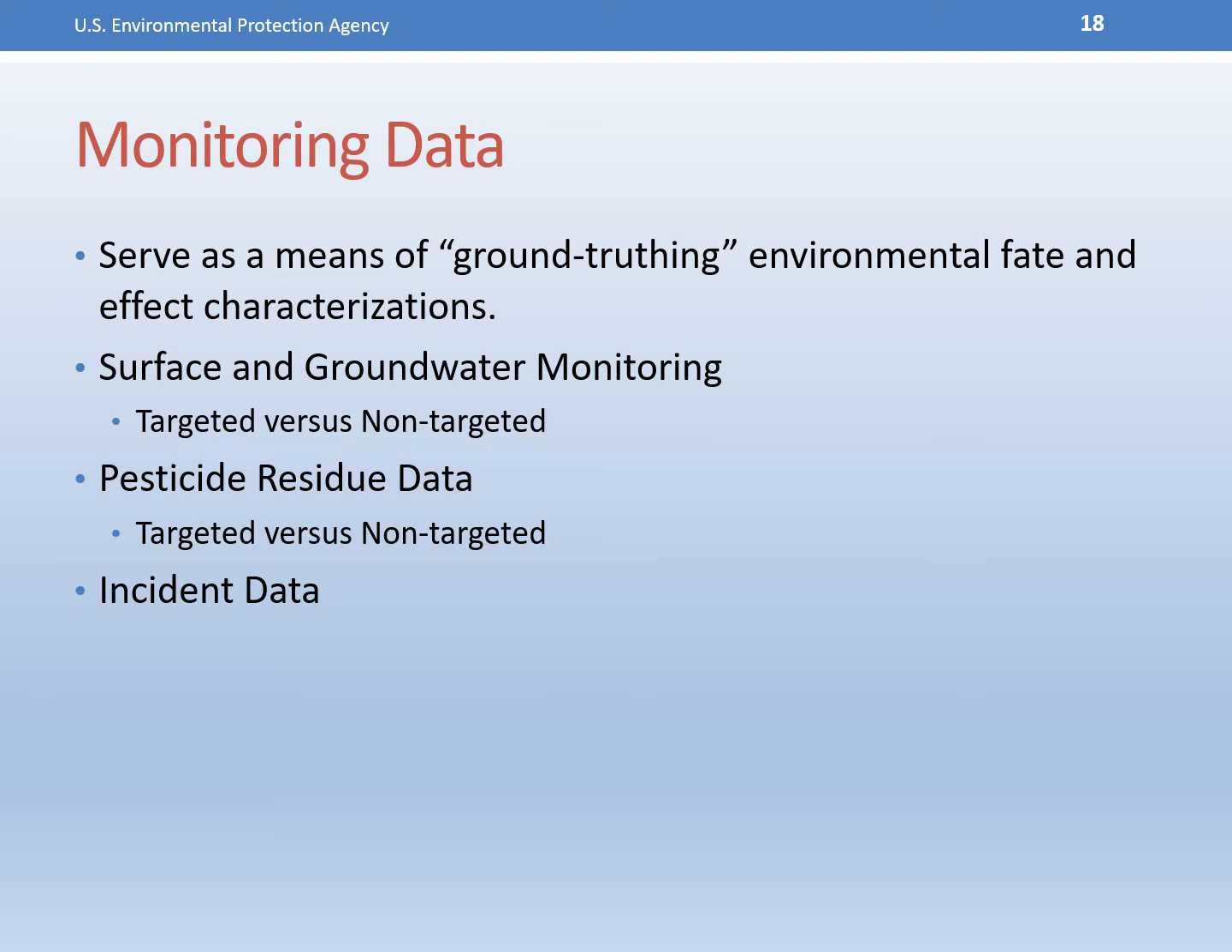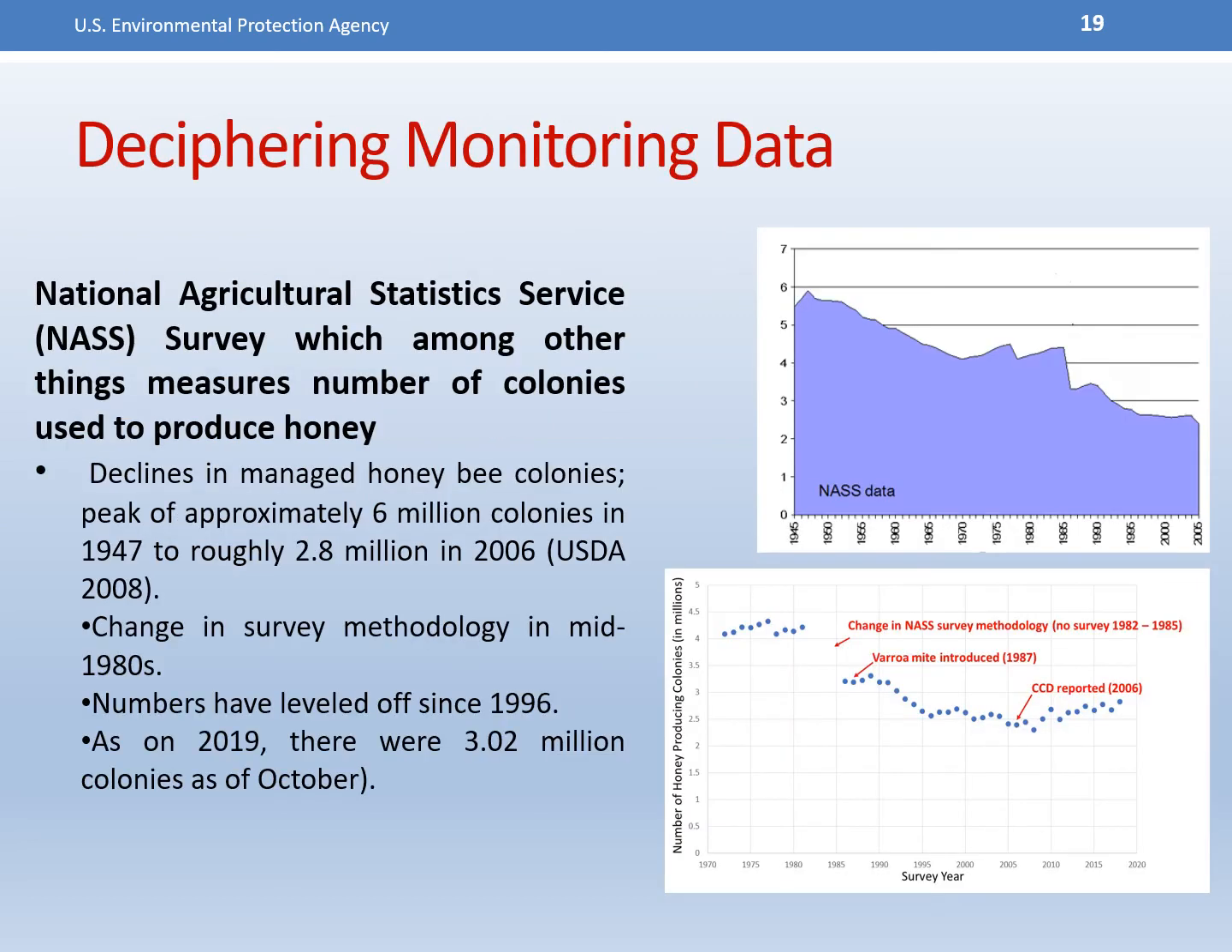Although not typically thought of in terms of monitoring data per se, incident data, that is adverse effect reports, also serve as a means of ground truthing ecological risk assessments. These data are collected at the time of an adverse effect, which is suspected to have been associated with the use of a pesticide and therefore can represent a form of targeted monitoring. Even then, it can be challenging to document a cause-effect relationship. Interpreting monitoring data can be challenging, though, as it can be difficult to know what actually constitutes the background and/or baseline numbers and the factors influencing those numbers.